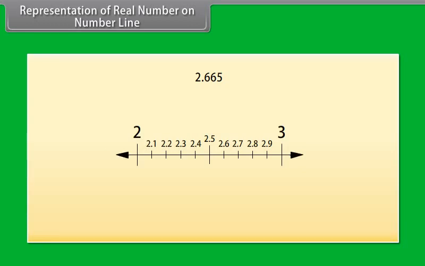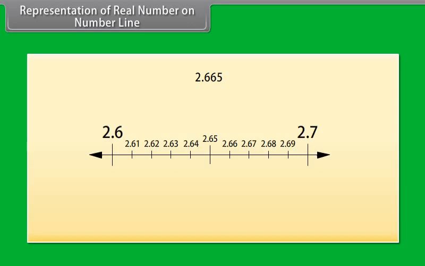For a clear view of numbers, now the first part represents 2.1 and the second part is 2.2 and so on. Here 2.665 lies between 2.6 and 2.7. Now focus on the portion between 2.6 and 2.7. Divide this again into 10 equal parts. The first part represents 2.61, the next 2.62, and so on.